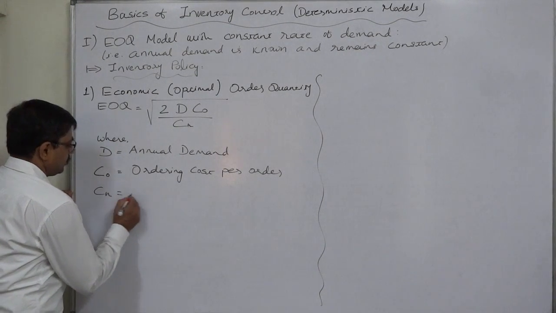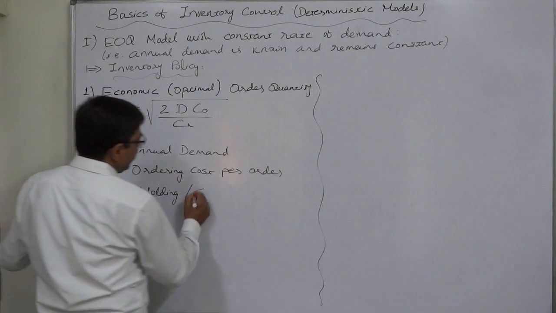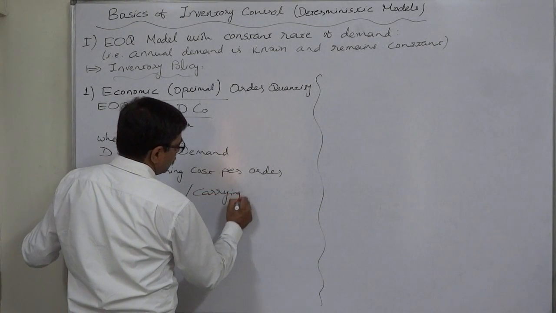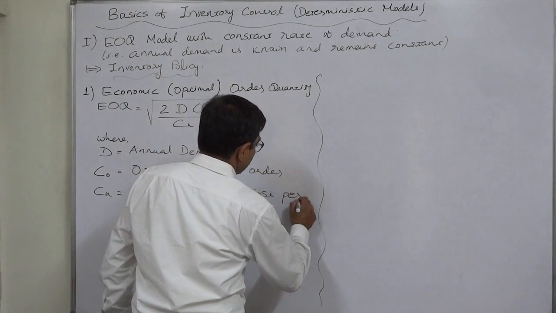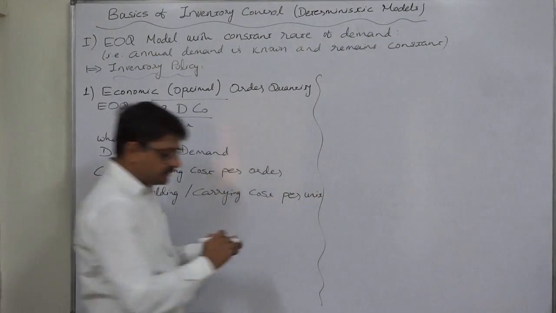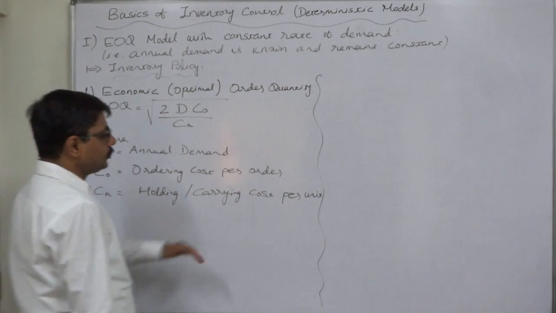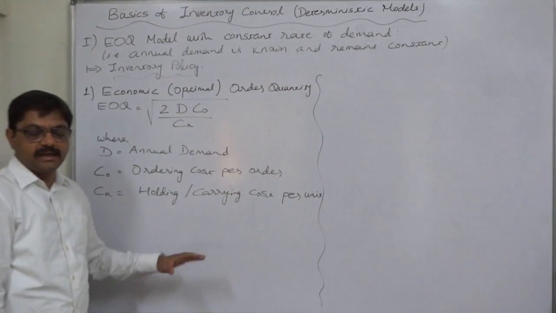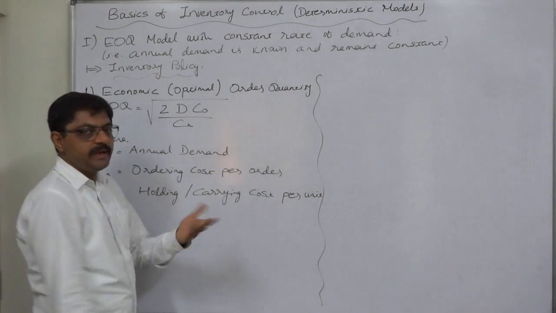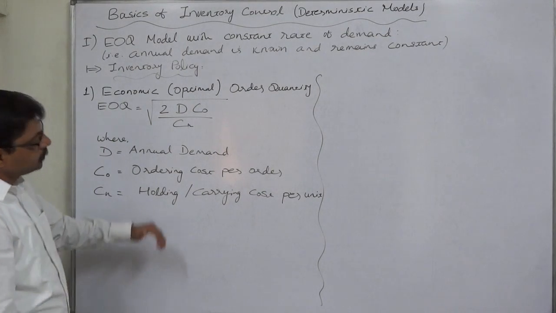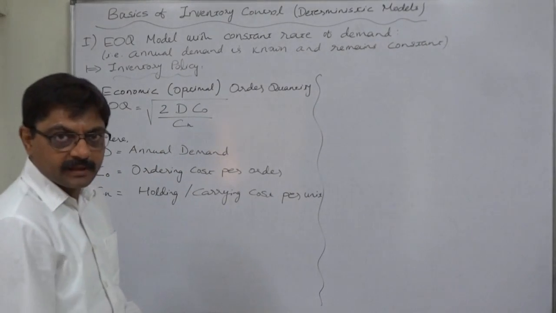CH, holding cost or carrying cost per unit. After receiving the item of inventory, we have to carry it or hold it at our place, say in our warehouse or store or godown, before consuming or selling it. What is the cost of holding or carrying cost per unit per annum?